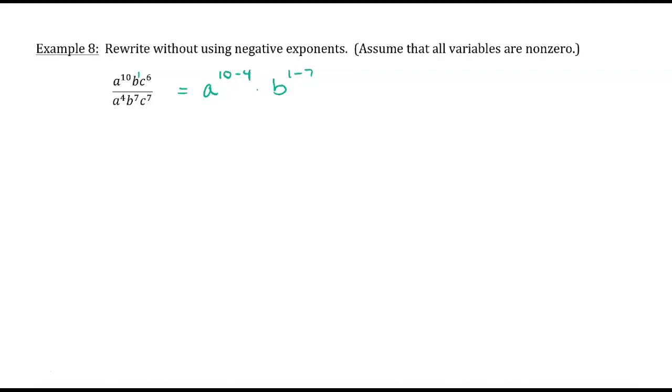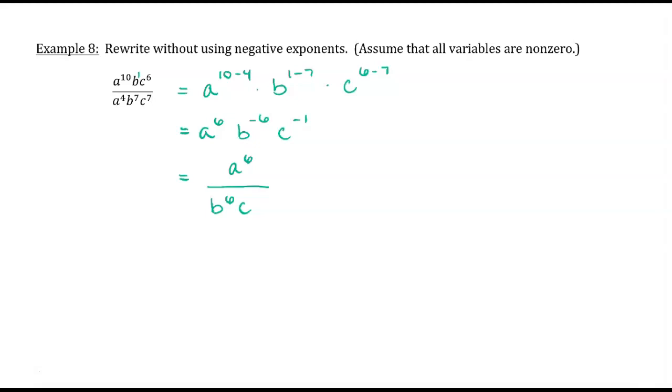And finally, we have a c raised to the exponent of 6 in the numerator and a c to the 7th in the denominator. We can rewrite that as c raised to the exponent of 6 minus 7. Simplifying, we have a to the 6th times b to the negative 6th times c to the negative 1. To write this without negative exponents, we need to move the b and c variables to the denominator. This gives us a to the 6th in the numerator and b to the 6th times c in the denominator.